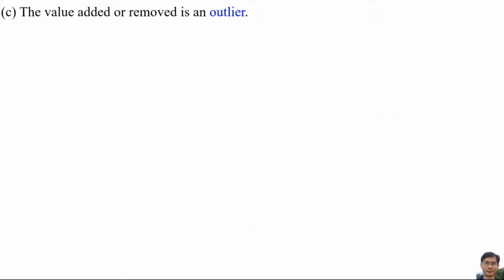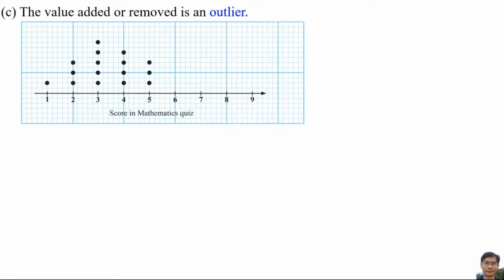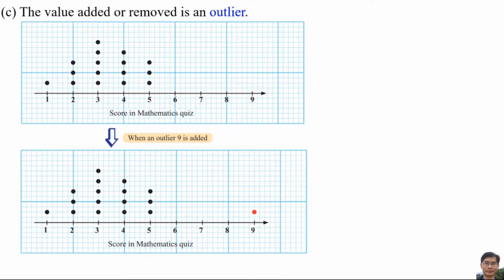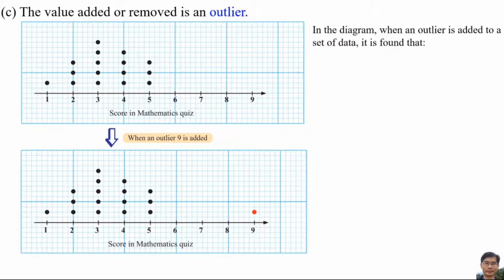C. The value added or removed is an outlier. For example, this dot plot, score in a mathematics quiz. When an outlier 9 is added, the dot plot becomes like this. In the diagram, when an outlier is added to a set of data, it is found that the dispersion of the whole dot plot becomes wider.